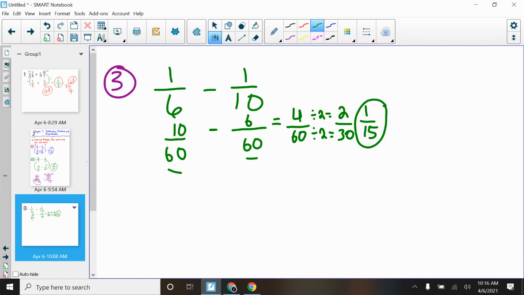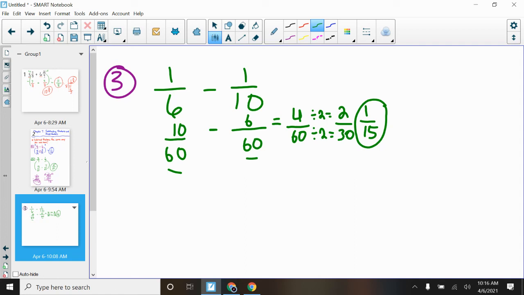Well, 4 and 60 are both even numbers, right? And we just learned what even numbers can always be divided by? 2. So when I divided them, I got 2/30. Okay, that's probably where you guys started, right? Those of you that chose 30, you got 2/30. But was it in simplest form?